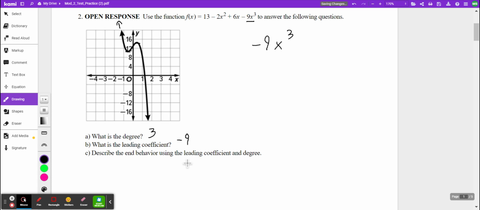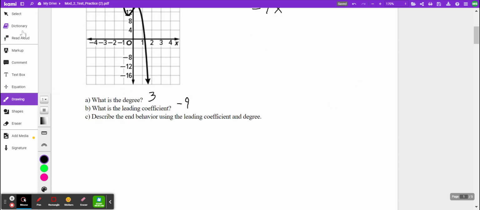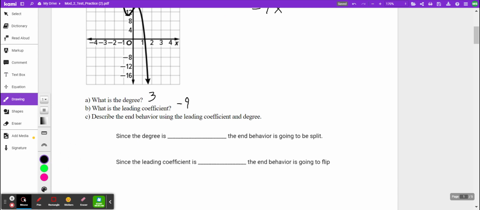Next up, describe the end behavior using leading coefficient and degree. All right, so the first thing I'm going to say is, since the degree is odd, because it's to the third power, the end behavior is going to be split like that. One's going to go up one way, down the other way. Since the leading coefficient is negative, the end behavior is going to flip. So it's going to go this way like that.